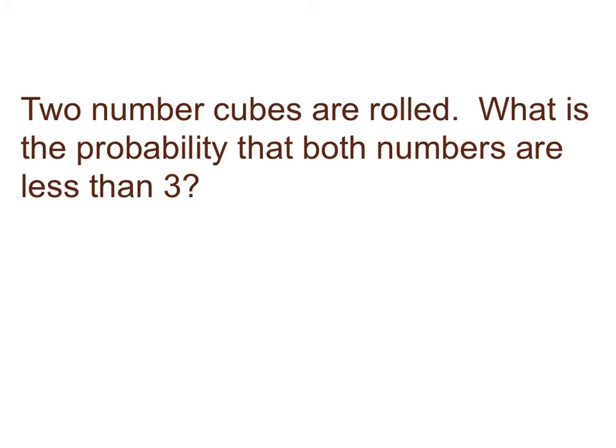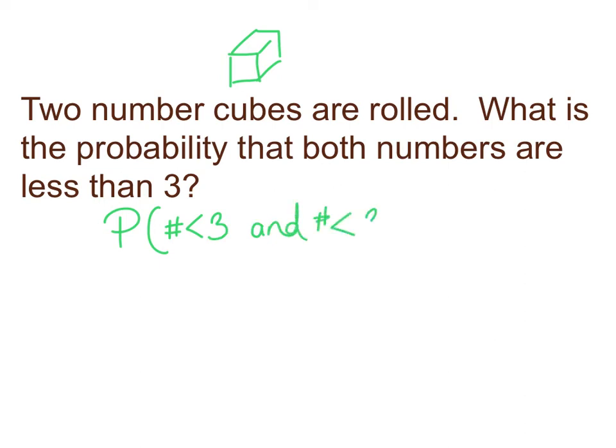All right, in the next example, it says 2 number cubes are rolled. That's a fancy way of saying dice. So 2 dice are rolled. What is the probability that both numbers are less than 3? So I want to know the probability that the first number is less than 3 and the second number is less than 3. So think, when I roll the first die, does that affect the second die? No, okay? So this is going to be independent. So all I need to do is find these 2 probabilities separately and multiply them together.